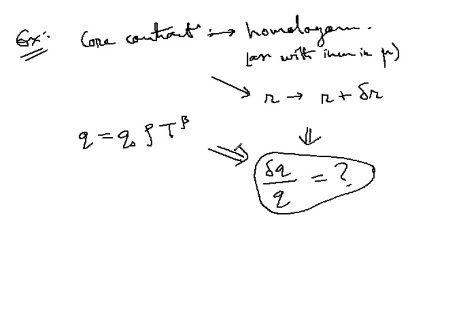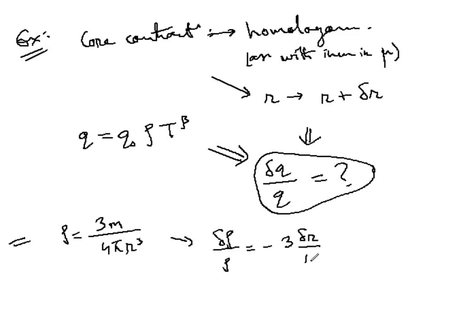Let me show you how you can do that. So, let's start with our familiar expression: rho is equal to 3m by 4 pi r cubed, and as a result we can write del rho by rho is equal to minus 3 del r by r. Now let us assume that the core is described by an ideal gas.